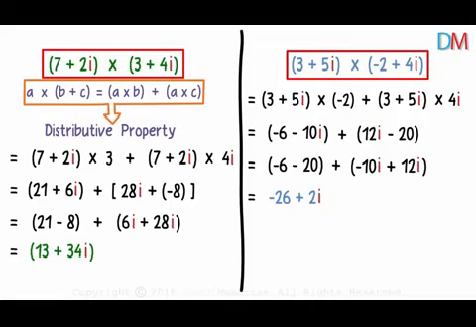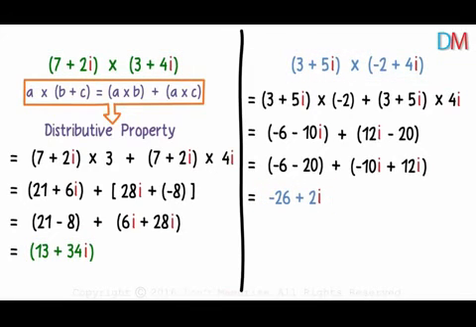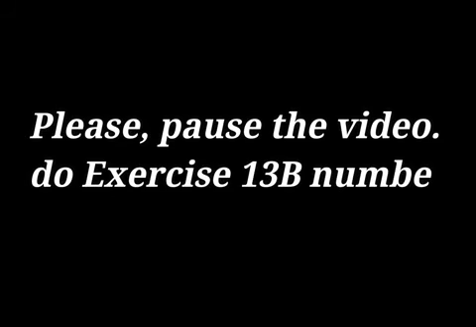In both the cases, we saw that a product of two complex numbers gave us another complex number. Is that always true? Keep this question in mind and try solving the next example. Try multiplying 2 minus 7i with 2 plus 7i.